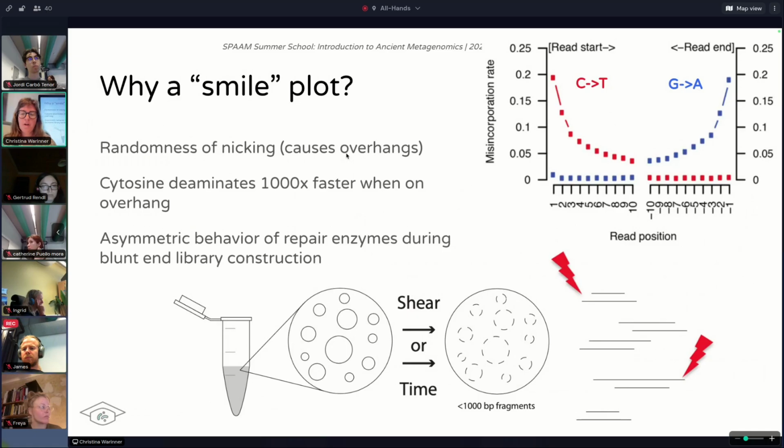And it's one of the reasons we see the C to T on one side and G to A on the other, which is very typical of double-stranded DNA library constructs. It has to do with the asymmetric behavior of repair enzymes during blunt end library construction.